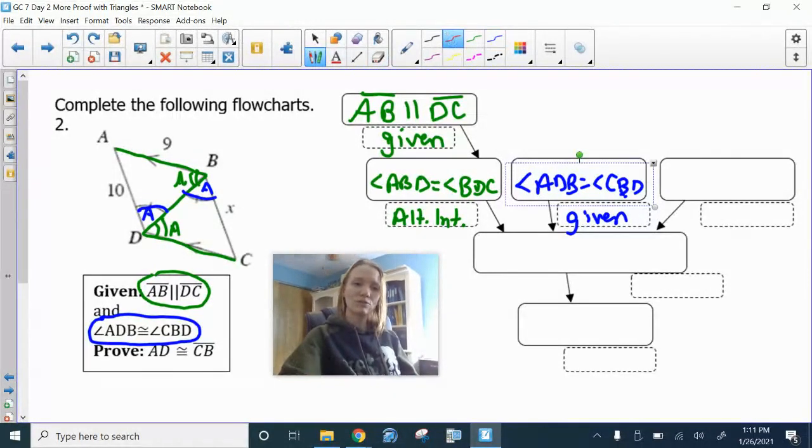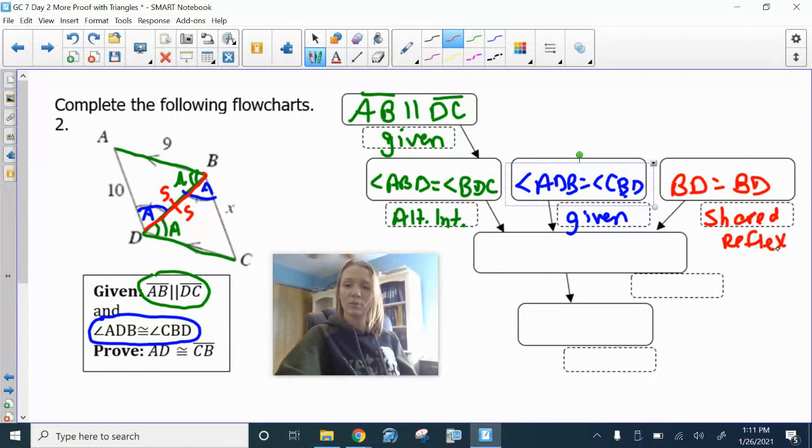And lastly, we do know that they are sharing through the middle. We know that BD is equal to BD. That is that shared or reflexive property. Again, you don't have to put both. I'm putting both because I want you to know that they mean the same thing. So because we have all of that information, that is enough to say our triangles are congruent.